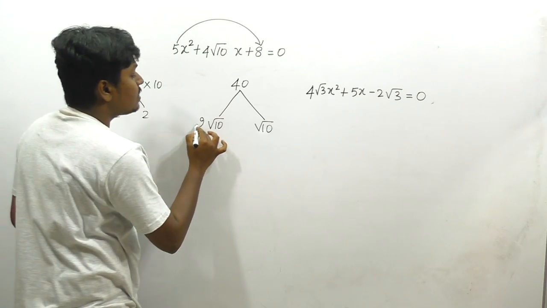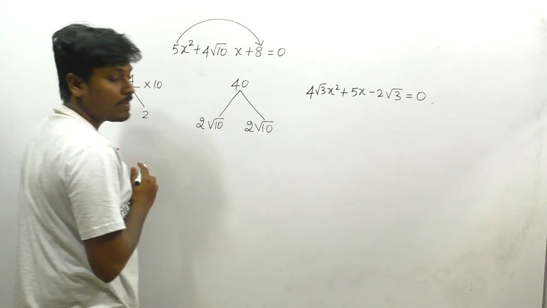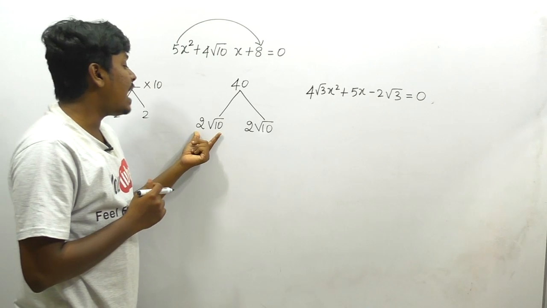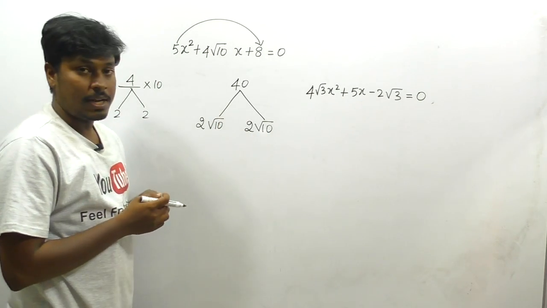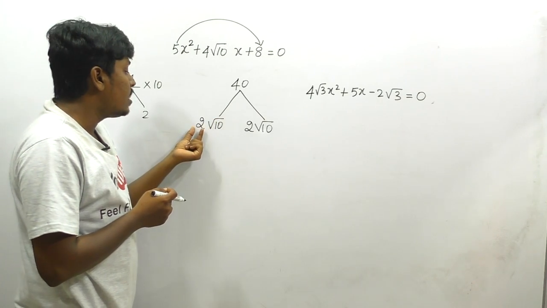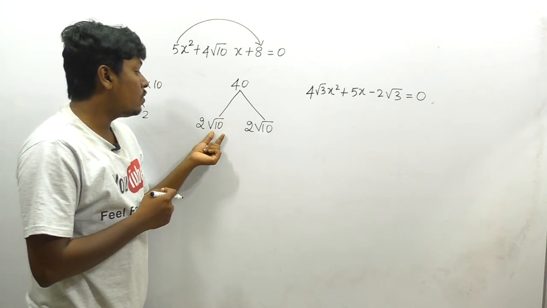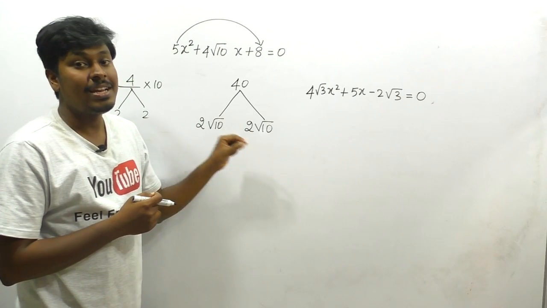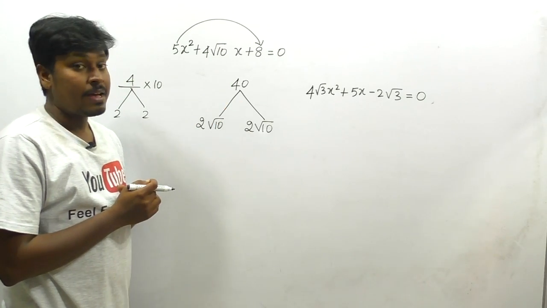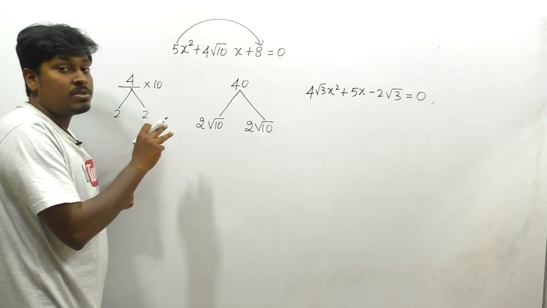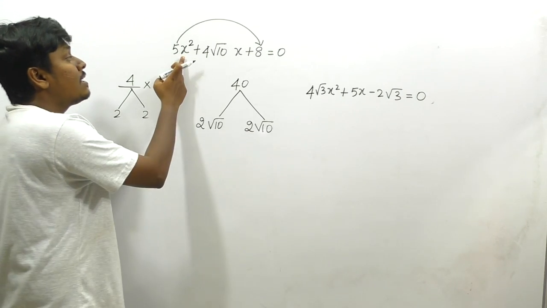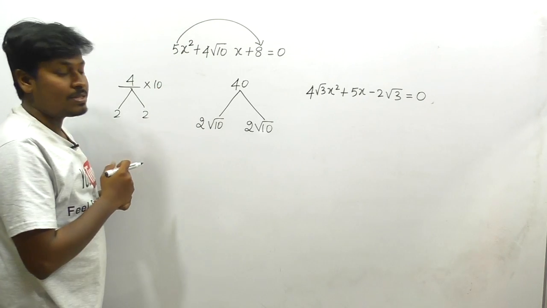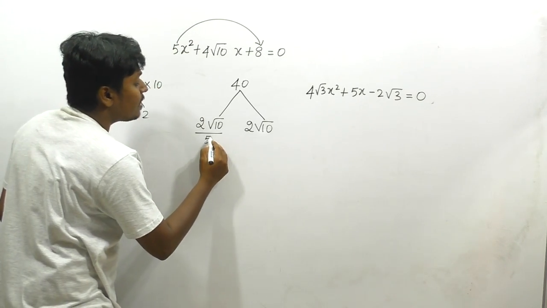So I can write it as 2√10 and 2√10. Now see here, when we add both the numbers, 2√10 plus 2√10, the result will be 4√10. When we multiply both the numbers, 2 into 2 will be 4, root 10 into root 10 will be 10, so 10 into 4, the result will be 40. Friends, remember that in the previous two sums, before x² we did not have any numbers. But in this case, before x² we have a constant 5. So we need to divide by 5.